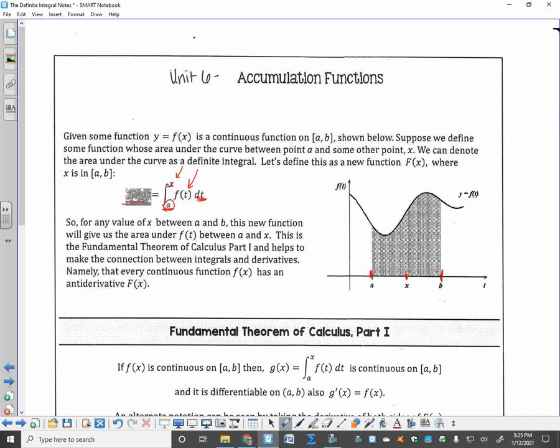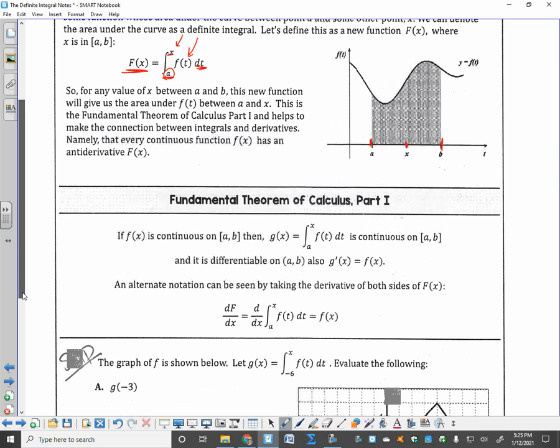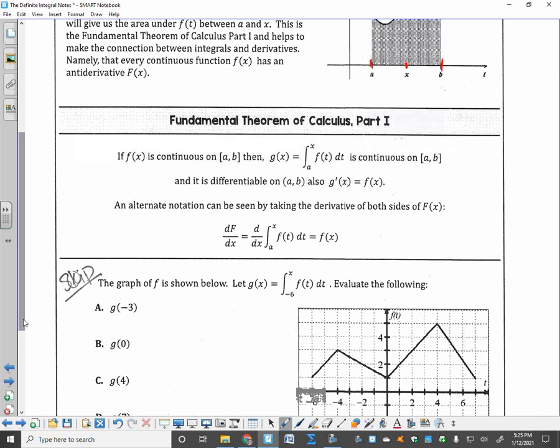This is the fundamental theorem of calculus part 1 and helps us to make a connection between the integrals and derivatives, namely that every continuous function f of x has an antiderivative. That's all an integral is. It is the antiderivative. Remember I said half of calculus is going one way and the other half of calculus is going the other way? We are now going the other way. So now, guys, anything that's called the fundamental theorem of calculus, that sounds pretty important. So let's love on this a little bit.